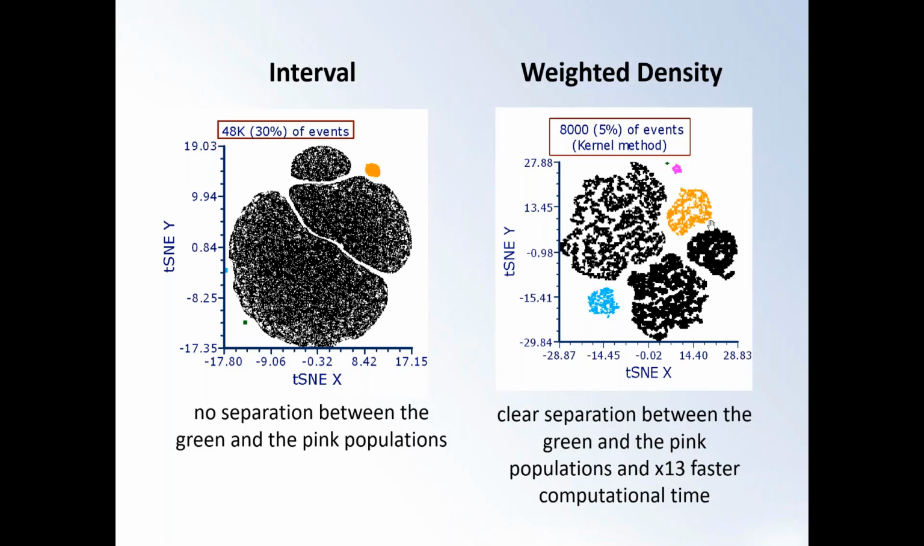The advantage here is that you can run tSNE like 10 times faster. In this case it was 13 times faster, but the overall advantage is that you can find the population, while with just interval sampling, which again is the default downsampling that you can find in any other software, you cannot.